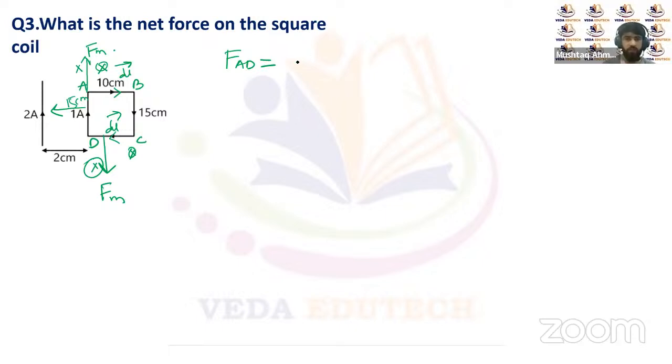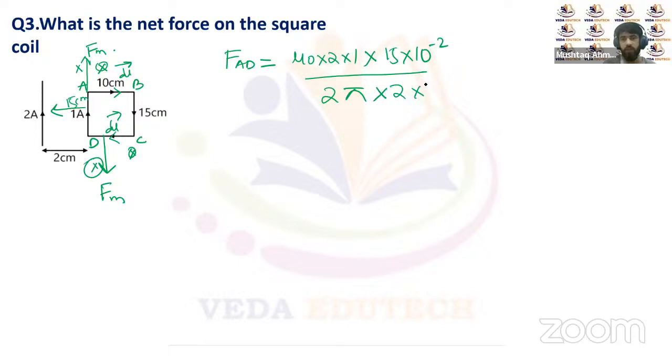So F_AD will be equal to mu naught I1 I2, that will be 2 into 1, right, multiplied by the length of this AD, that is 15 centimeters. We can write it as 15 into 10 to the power minus 2, upon 2 pi d. d is the separation between the two wires, that's given as 2 centimeters. We can write it as 2 into 10 to the power minus 2. This and this will get cancelled, right? This and this will also get cancelled. We'll be left with 15 mu naught upon 2 pi. So this will be the magnetic force on the AD part, right?